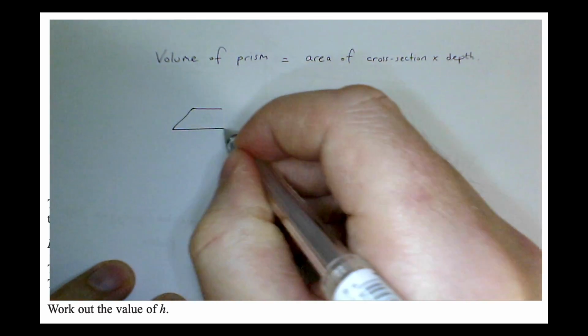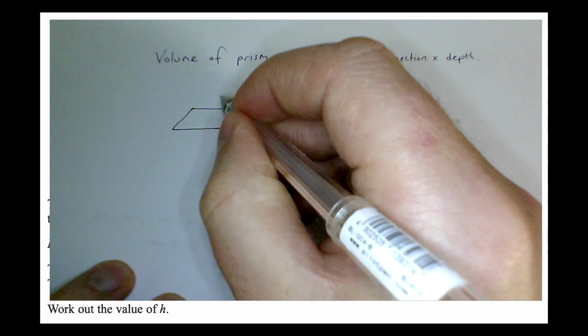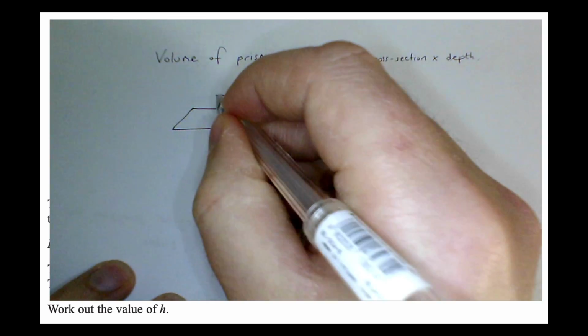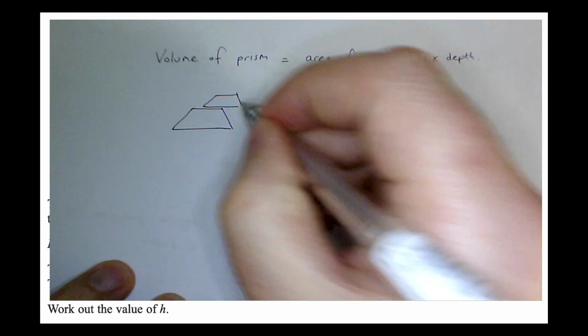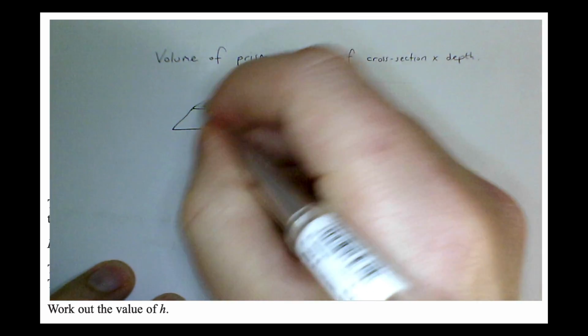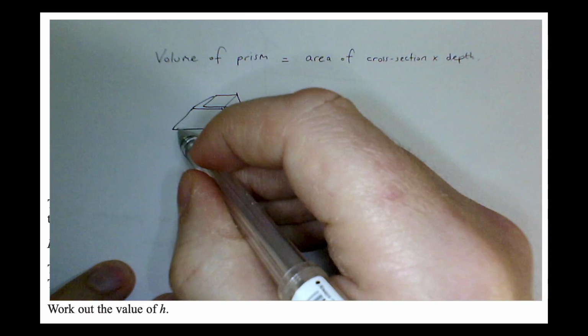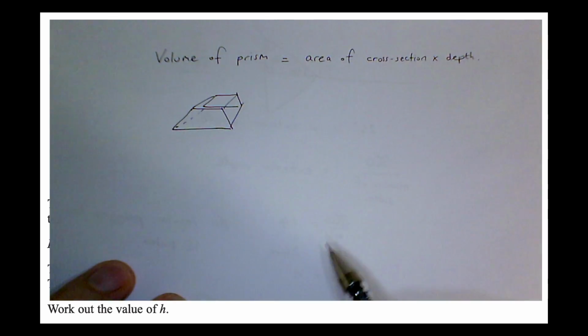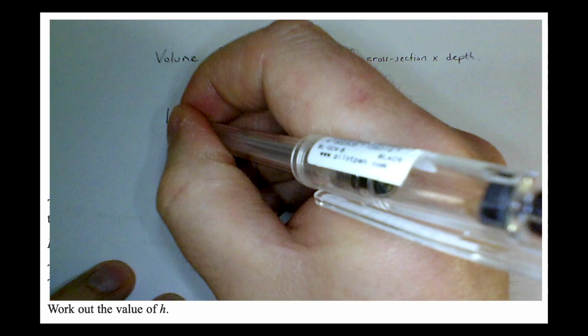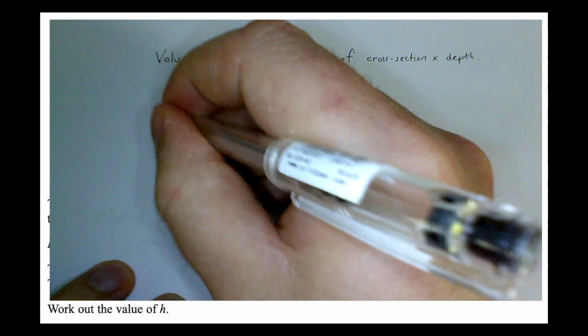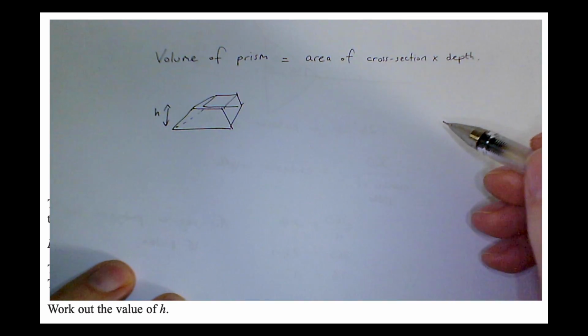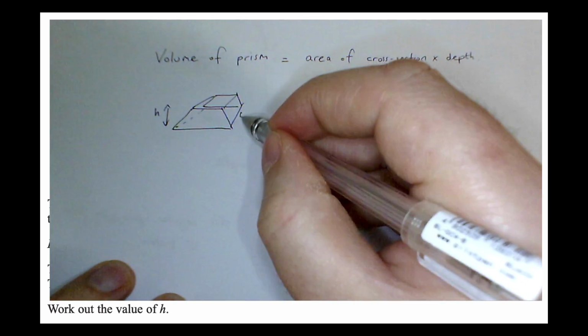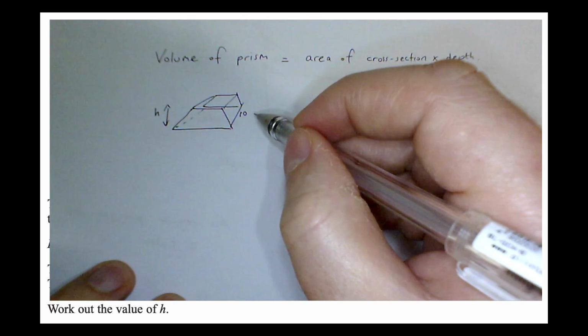So here's my trapezium, the end part of the shape, and now I'm going to turn it into a 3D shape by drawing another trapezium slightly up the page and then just connecting the corners. So that's how you go about drawing a 3D shape. Clearly I can mark in the depth, and the height, which is what I'm looking for, h. So I'm going to mark the depth, 10.